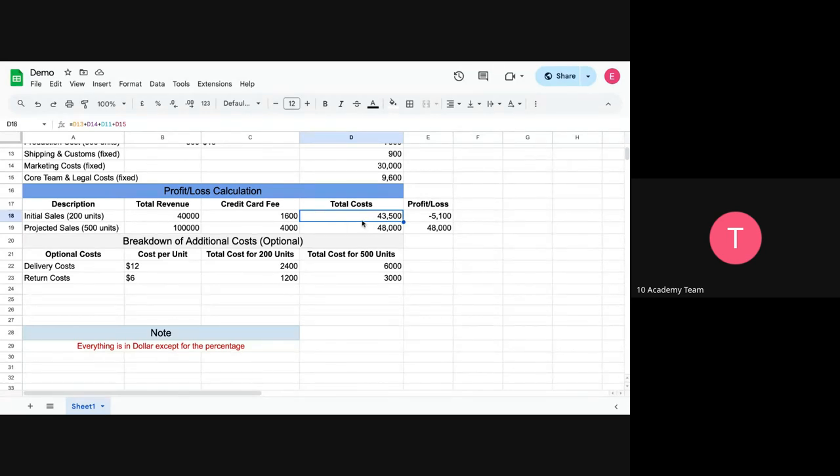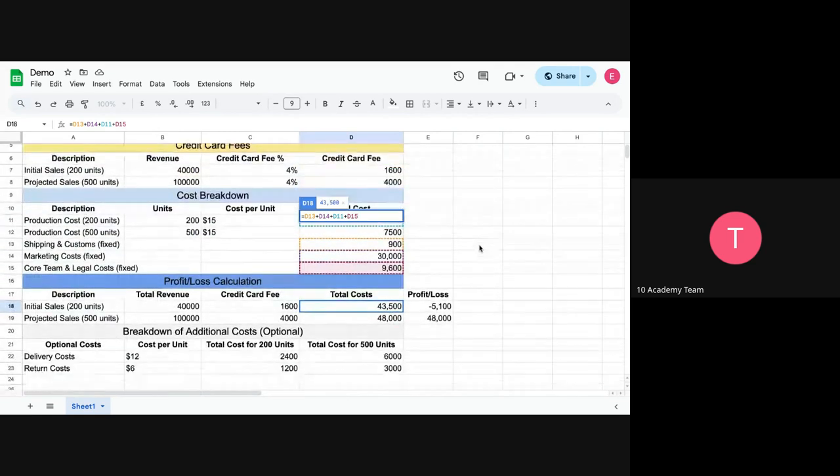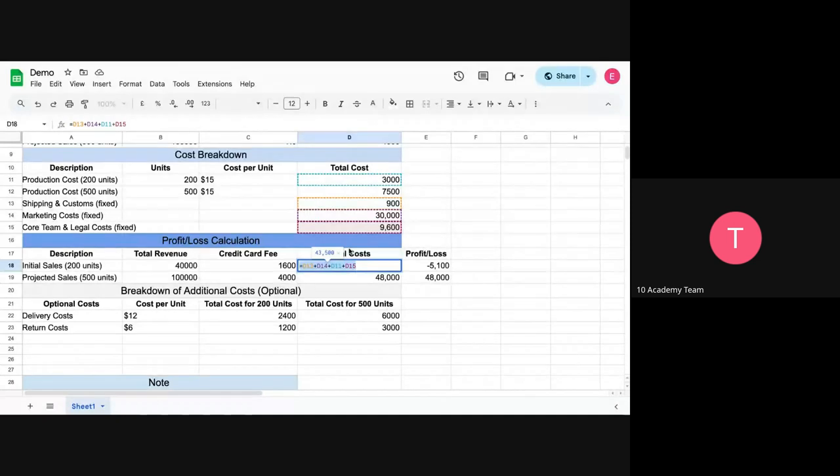The first one, which is 200 units: for the total costs, we are going to include the production cost of the 200 units, which is D11. And then the next one is D13, which is shipping and customs. It's fixed, not based on the number of units that we have. So it's D13, D14, and D15.